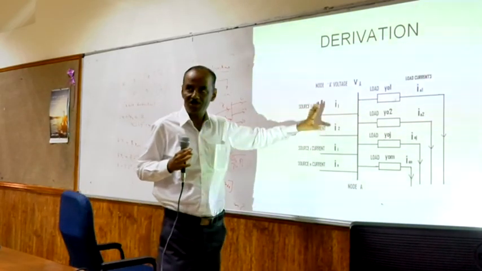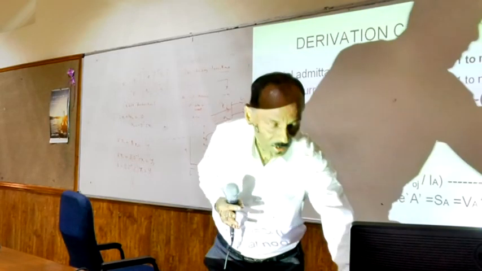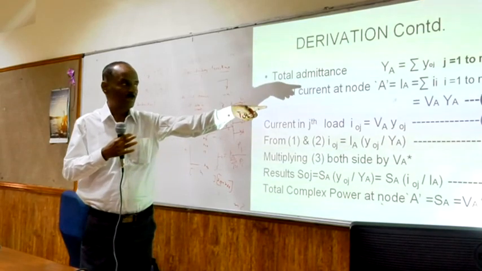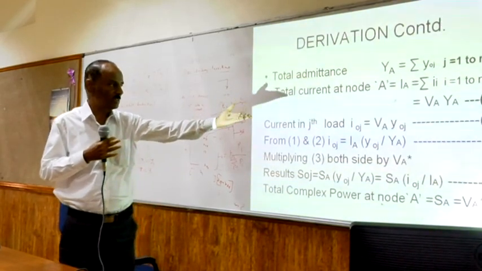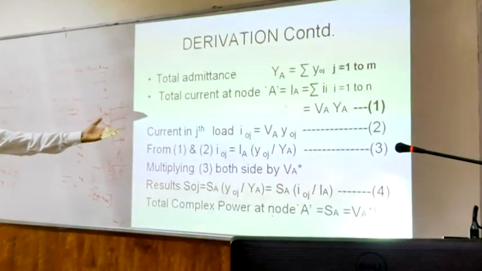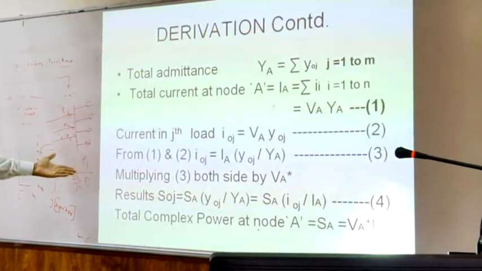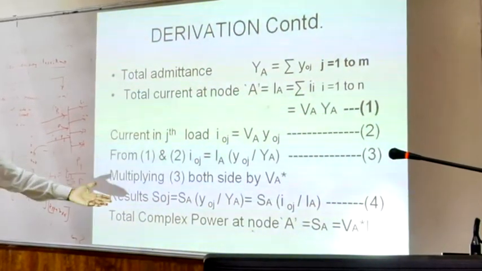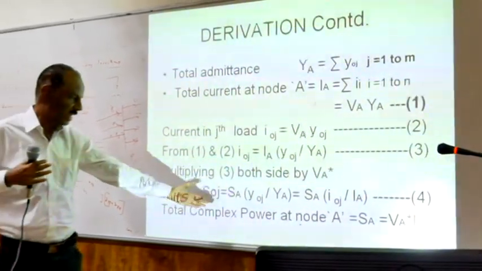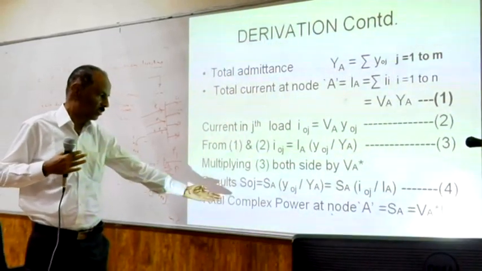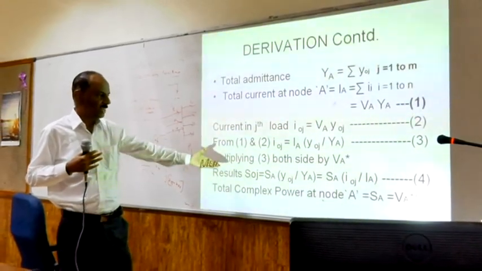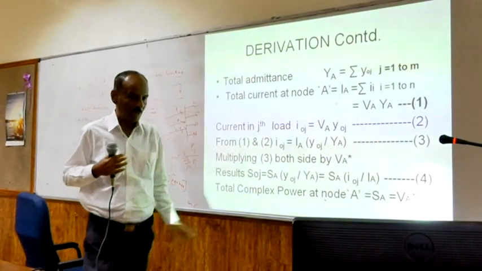I think now it's a very simple explanation. Total admittance. This equation you can easily go through. I need not explain, you can easily understand. Current in the jth load, everything is given. Multiplying by the node voltage, you will get it. From the equation you can write like this, and you will get the total complex power at the node, SA, SB, and the current IA. Therefore, using this equation directly, you can prove that.